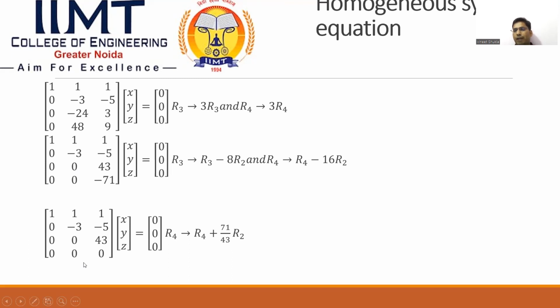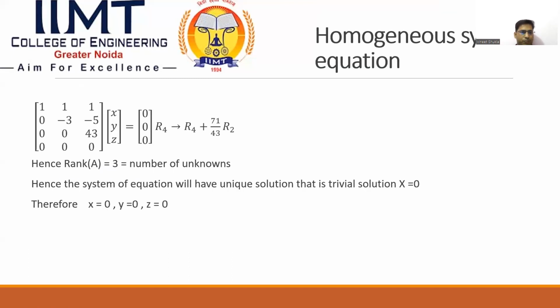Therefore, the rank of A equals 3, which equals the number of non-zero rows, and which equals the number of unknowns. Therefore, the system will have a unique solution, which is the trivial solution, that is x equals 0. And x equals 0 means x equals 0, y equals 0, and z equals 0, which is the required solution for this system of equations.